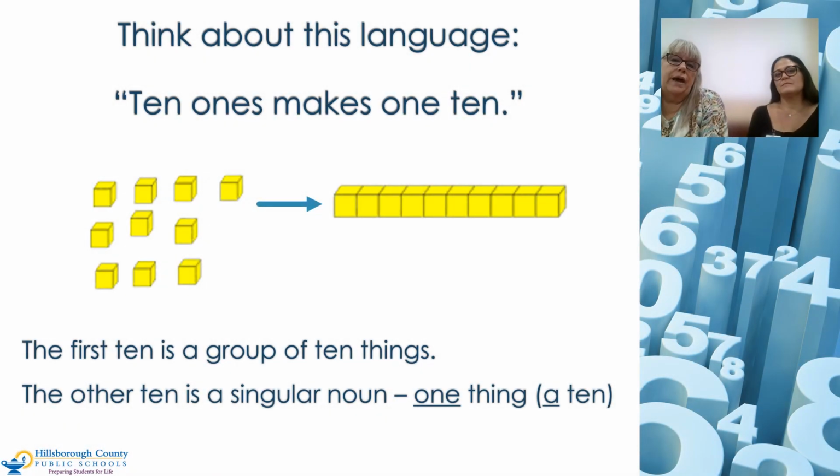So think about this. We have 10 ones on the left makes 1 ten. In one of those, it is singular, so we have a group of 10 things. That's got plural things, right? We have 10 individual things. On the right, we have an actual 10 rod. That's one thing, but it is a 10.